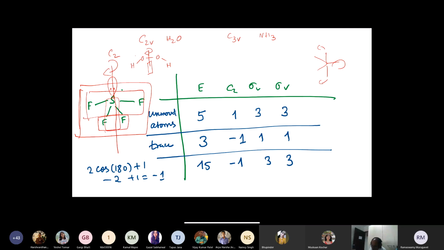Now, what has happened here? You have 5 atoms. So water C2V 3 atoms, H2O2 4 atoms, and SF4 5 atoms. All are C2V. 9 degrees of freedom, 12 degrees of freedom, 15 degrees of freedom.